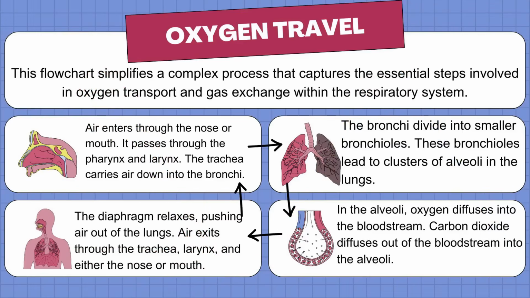Alright class, let's walk through this flowchart together and understand how oxygen travels in our body. Step 1. Air enters the body. When you breathe in, air comes through your nose or mouth. From there, it passes through the pharynx, your throat, and larynx, your voice box. Then, the trachea, or windpipe, carries that air downward into your chest.